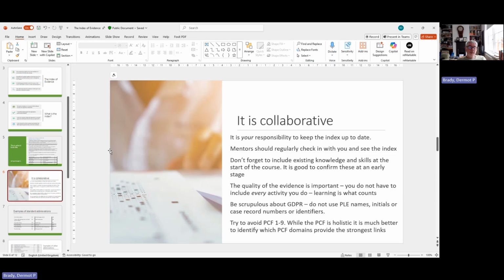Try to avoid PCF 1 to 9. Sometimes people think, oh, this activity covers all the PCFs. And sometimes that'll be true, but not always. So use that sparingly, would be my suggestion. So what you should aim for is to try to find where the strongest links between the activity and the PCF are. So there might be quite strong links to say 3 or 4 of the PCFs, and that's the kind of thing you're aiming for overall.